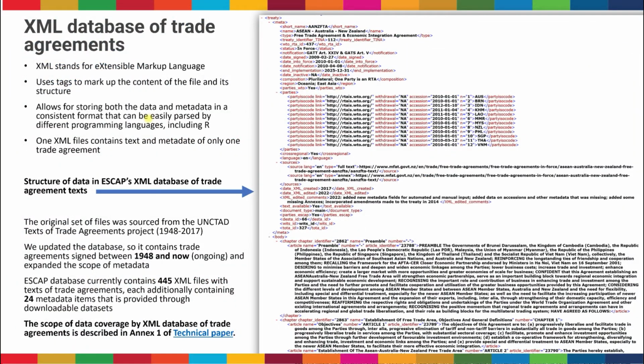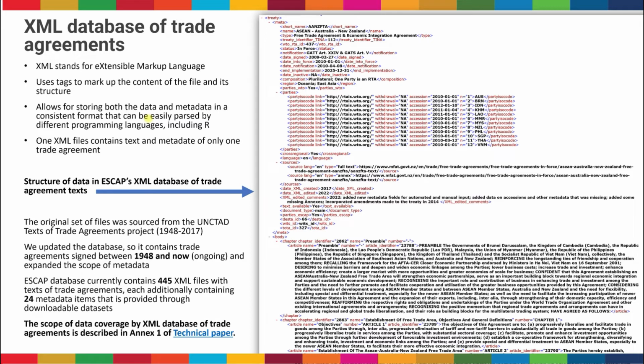The trade agreement data that is used in our text analysis tool is drawn from our XML database of trade agreements. XML stands for Extensible Markup Language, and it's a format that uses tags to mark up the content of the file and its structure. This format allows for storing both the data and metadata in a consistent format that can be easily parsed by different programming languages, including R. In our case, one XML file contains text and metadata of only one trade agreement.